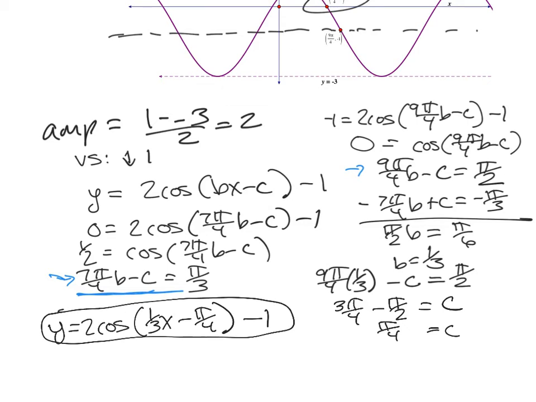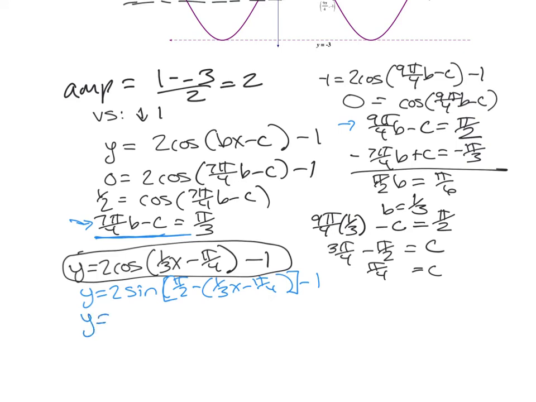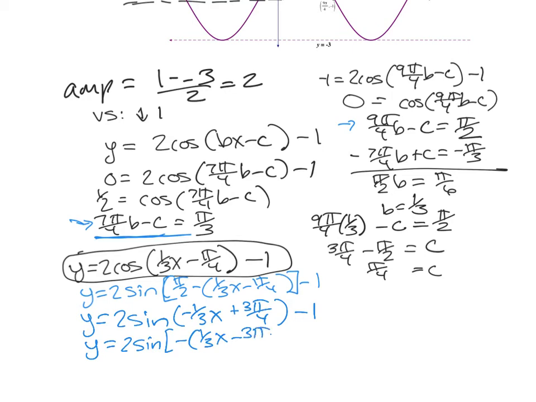And then for my sine, remember, if we have one, we can just do pi over 2 minus the angle to get the other. So I'm going to say y equals 2 sine of pi over 2 minus my angle, which was inside the cosine. So I've got y equals 2 sine of negative 1/3 x plus 3 pi over 4. But remember, we don't want a negative coefficient of x. If I take out the negative, I get 1/3 x minus 3 pi over 4, and sine of a negative angle is negative sine of the angle. So y equals negative 2 sine of 1/3 x minus 3 pi over 4, minus 1.